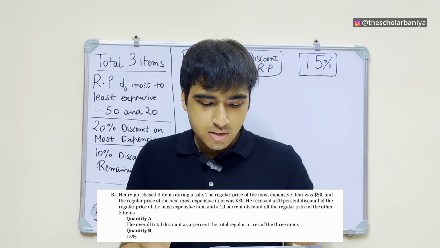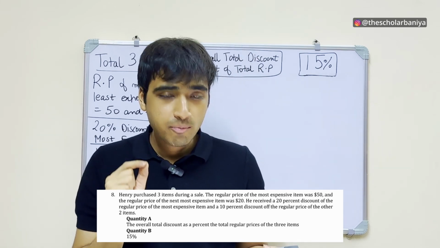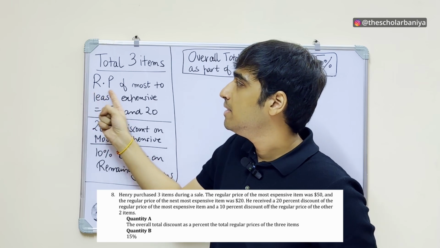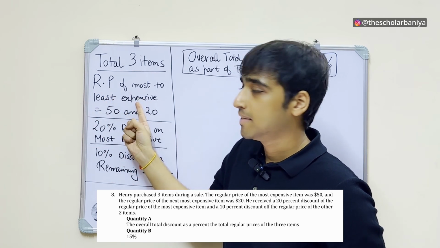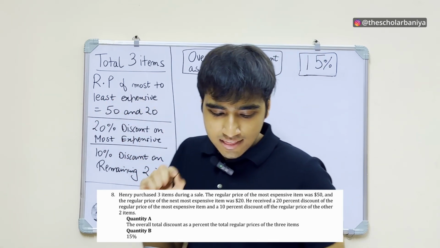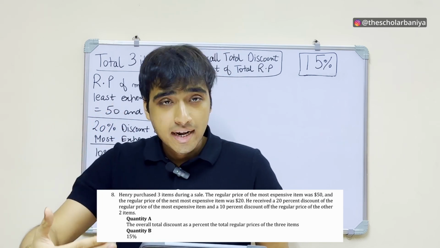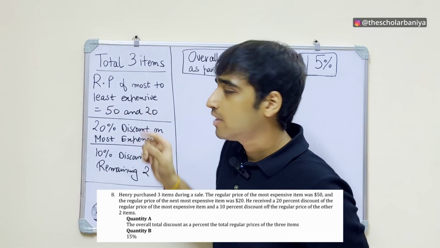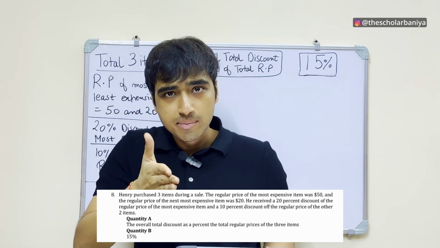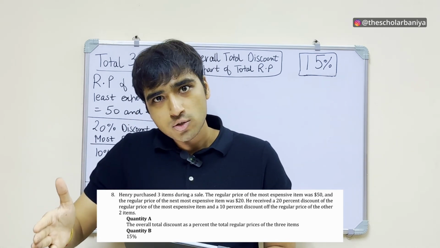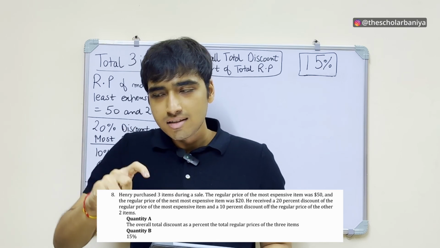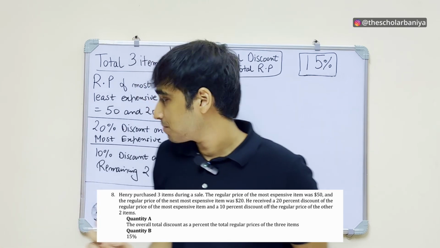So the regular price of the most expensive item was $50. So $50 is the regular price. RP means regular price of the most expensive, right? And the regular price of the next most expensive is 20. So there are total 3 items. The most expensive one is $50, the next is $20, and the third price we do not know. So 50, 20, and some more value, right?